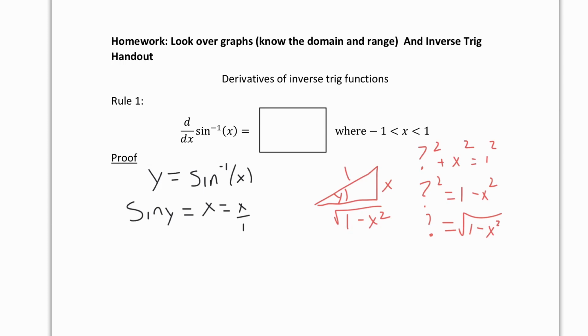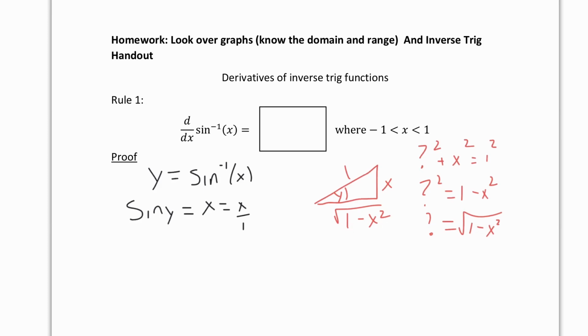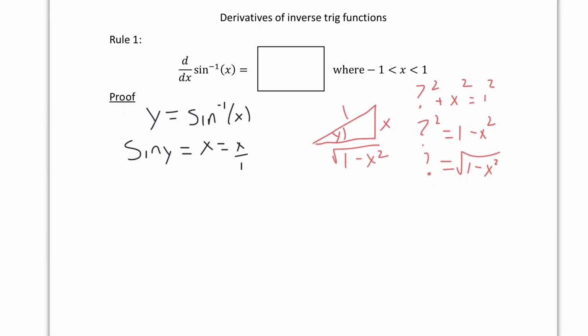Now, okay, we have a little triangle, we solved our missing side, but what do we do with that information? The thing is, because we took sine of both sides, we now have an equation right here. Sine of y equals x. And because there's no longer a sine inverse, we can actually take the derivative of this. The only technicality, of course, is that when we do the derivative, we have to use implicit, because it's not going to be just a simple y equals.